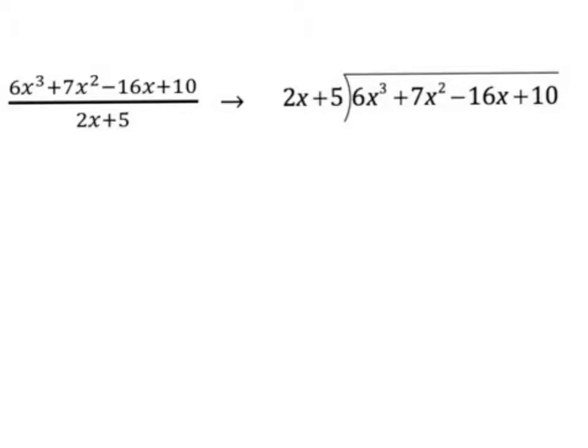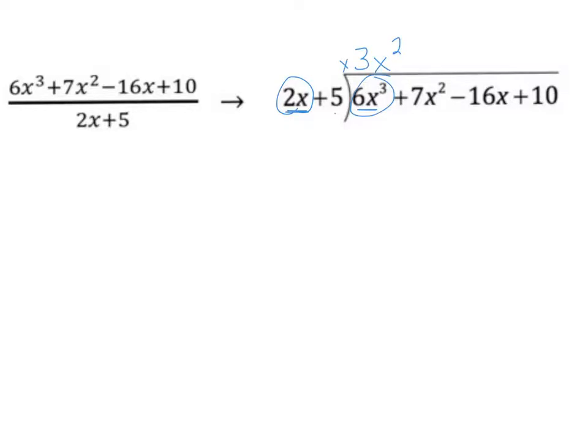What we do is we look at the leading term. So we always look at the leading term. This guy, we'll catch him in a minute. He doesn't matter as much as the leading term. So we look at the leading term. How many times will 2x go into 6x cubed? That answer is 3x squared, because 3x squared times 2x equals 6x cubed.